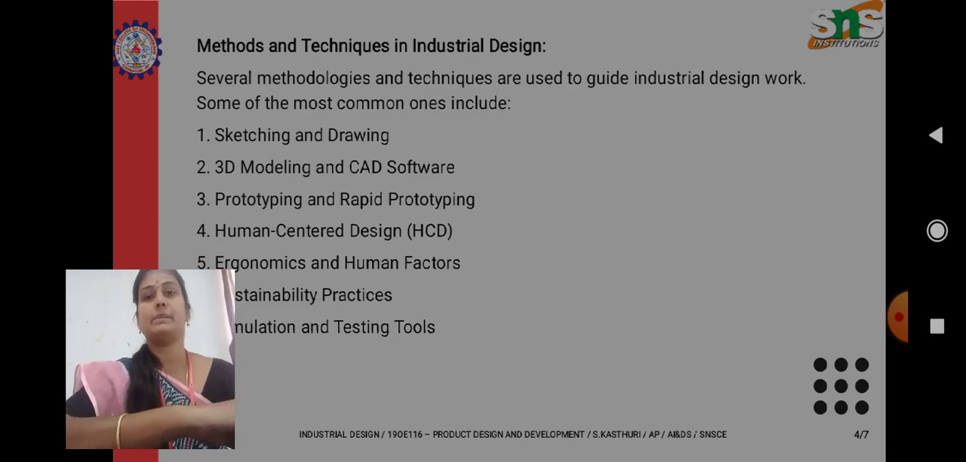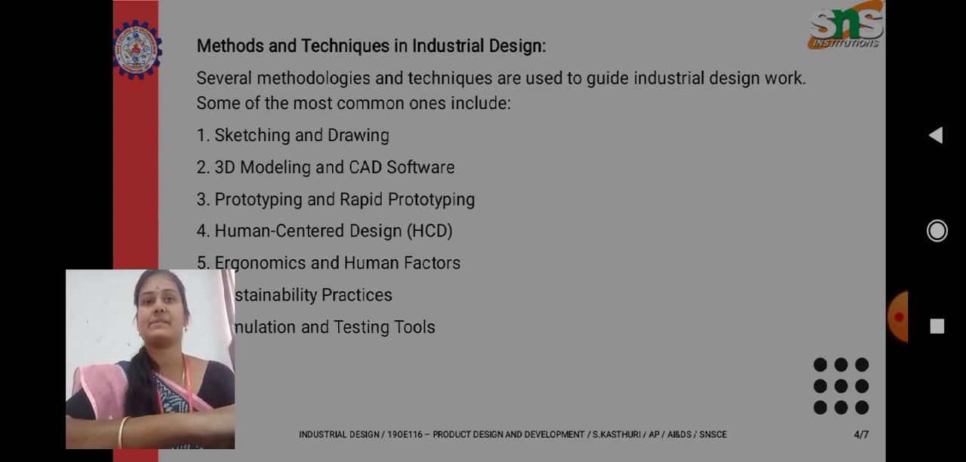The next topic is the methods and techniques in industrial design. Several methodologies and techniques are used to guide industrial design work. Some of the most common ones include sketching and drawing. Sketching is a key tool in industrial design, helping designers quickly visualize and explore concepts. It is used in the early stages of the design process to iterate and refine ideas. 3D modeling and CAD software.